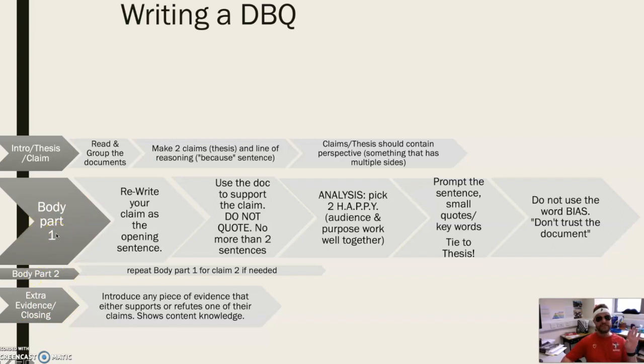Now remember, if you do an ABC, meaning you have 3 parts, you'll have 3 bodies. If you just do A, you'll just have 1 body. Now, when I say body, I don't mean paragraph. You can have more than 1 paragraph, but just think of it in chunks. And so today we're going to be looking at body part 1.